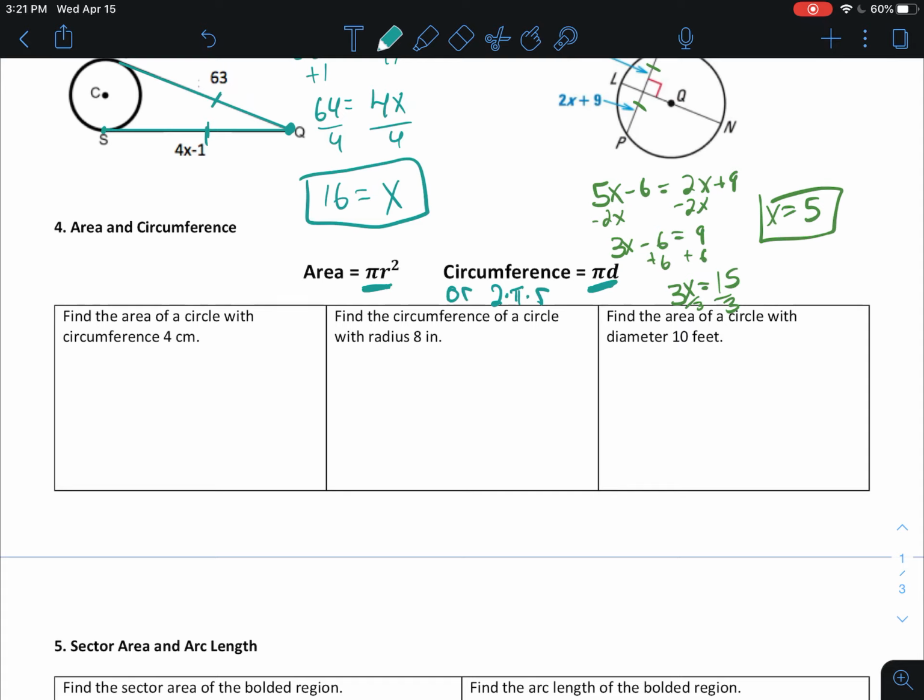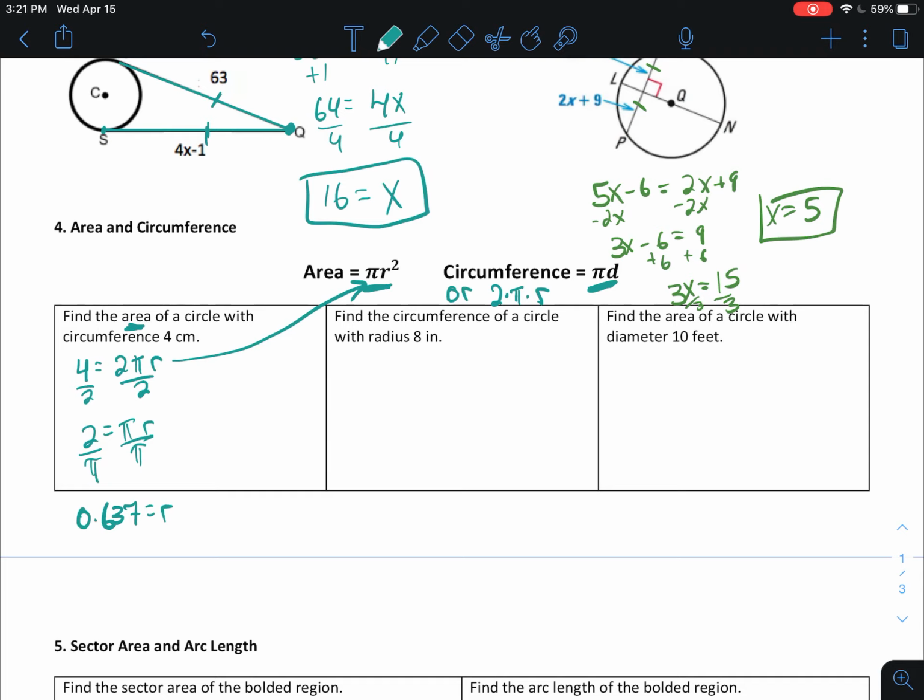So it says find the area of a circle with a circumference of 4 centimeters. So we have 4 centimeters is the circumference, so we set it equal to 2 pi r. Okay, and we have to find the radius, because to find the area, we need a radius. So we divide by 2 here, gives us 2 is equal to pi times r. Divide by pi from both sides, so 2 divided by pi is going to give us 0.637 is equal to r.